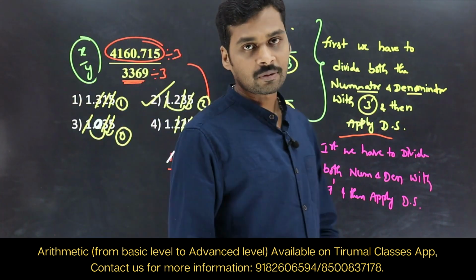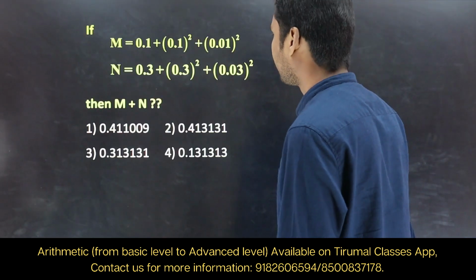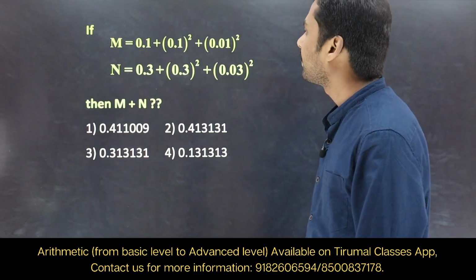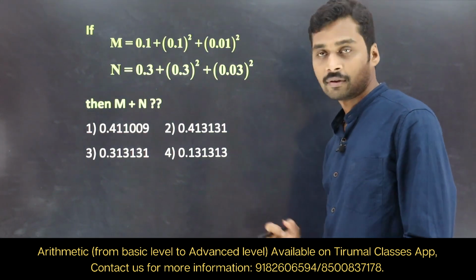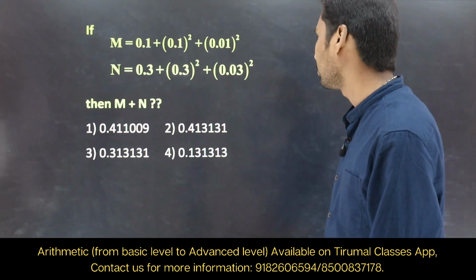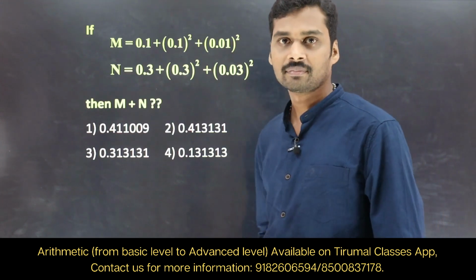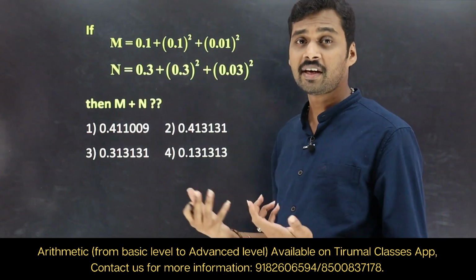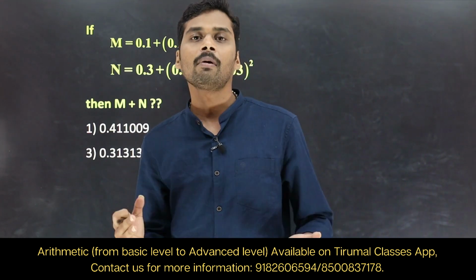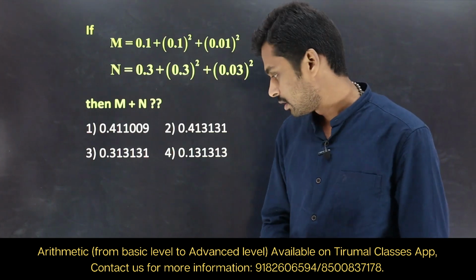Okay, let's look at the next problem. Take this problem. If m is equal to 0.1 plus 0.1 whole square plus 0.01 whole square, and similarly n is given as 0.3 plus 0.3 whole square plus 0.03 whole square, then what is the m plus n value? Of course, if you do it by the conventional style, it takes time. That's why the DS concept is very, very important. For many problems we can use the DS concept and save a lot of time.